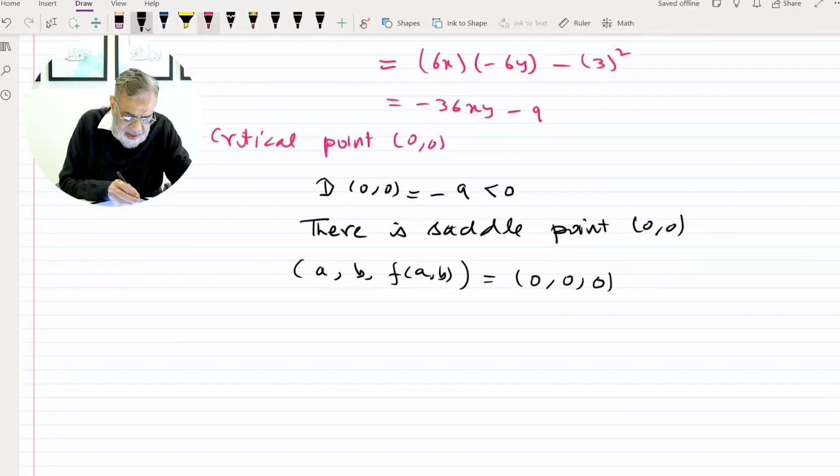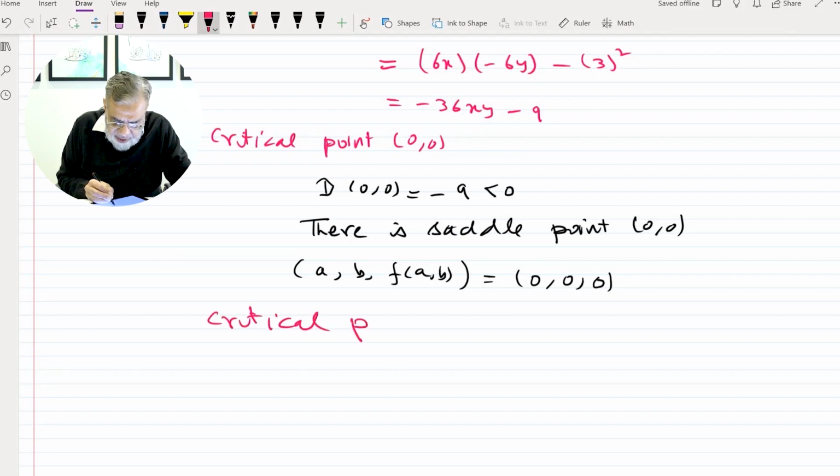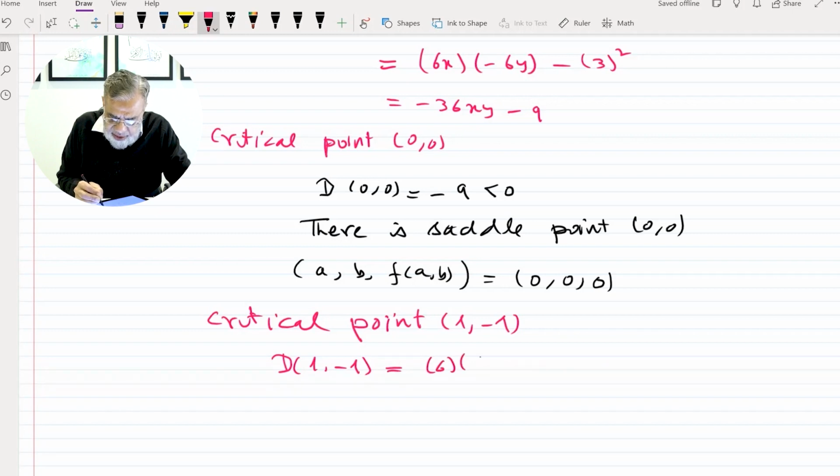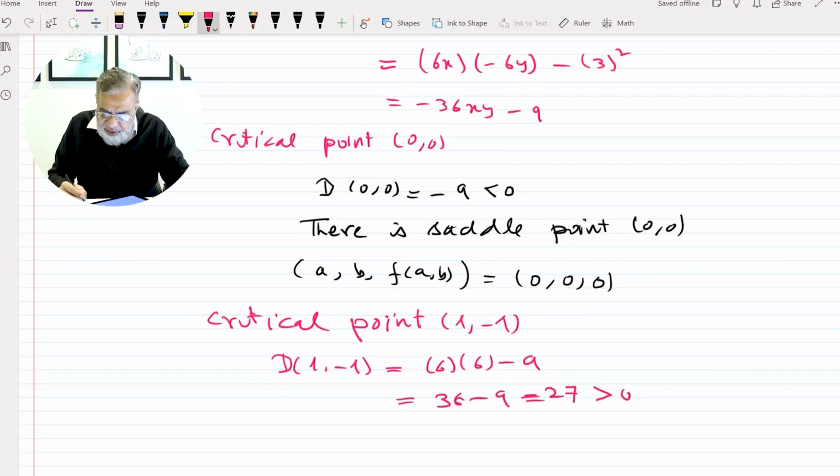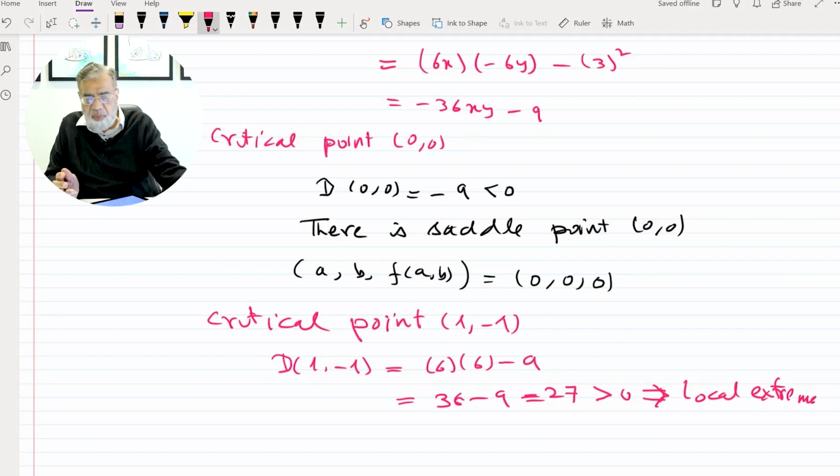So I take the second critical point. This is my second critical point, the point (1, −1). This is a equal to 1, b equal to minus 1. We find the discriminant at the point (1, −1). That is equal to 6 into minus 1 and minus 1 is 6, and minus 9. That gives me 36 minus 9, equal to 27, and this is bigger than 0. So it means we have a local extremum. We can discuss local extrema at the point because this is bigger than 0. Less than 0 was the saddle point.